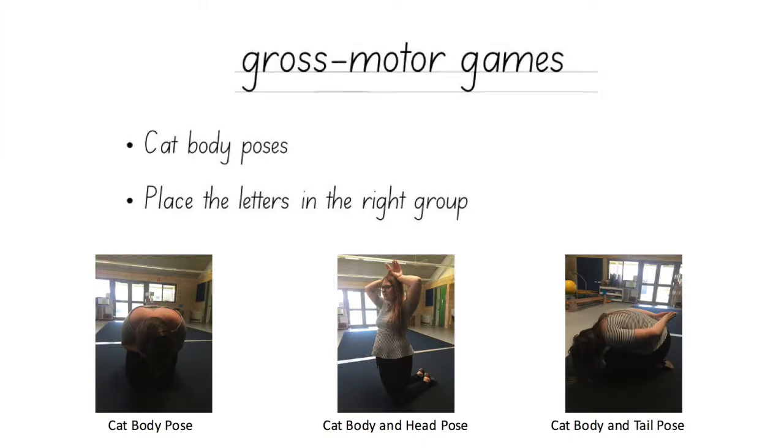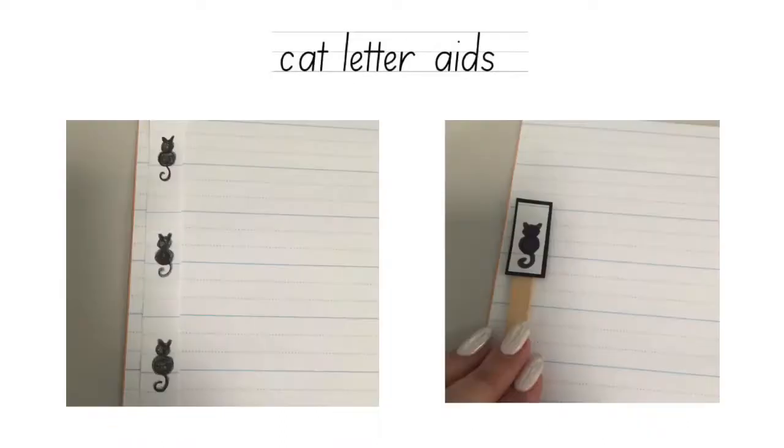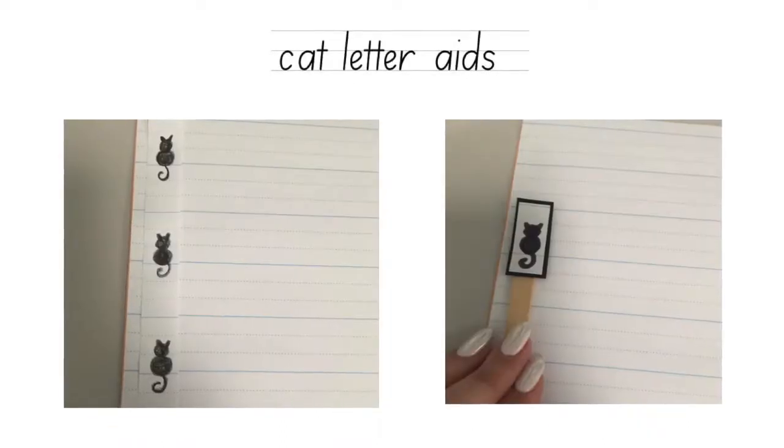An idea of some gross motor games can be getting into the different positions of the cat. So as you see pictured, there's a cat body position, cat body and head position, and cat body and tail position. These positions could be incorporated into a game like Simon Says, or it could be added to something like Animal Fun. Additionally, the same concept used in the fine motor game where you're sorting the letters could be done. Each child could be given a letter and they have to group themselves together with the other students that are in the same category as them, or they could organise the letters into different places throughout the classroom to get everybody moving around.